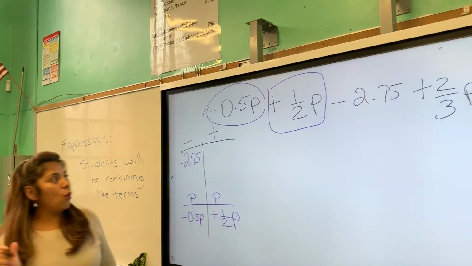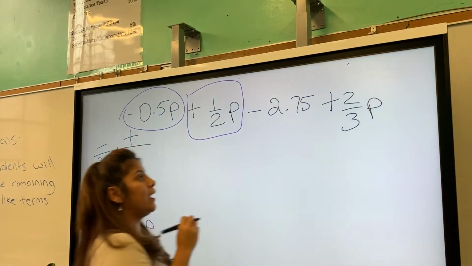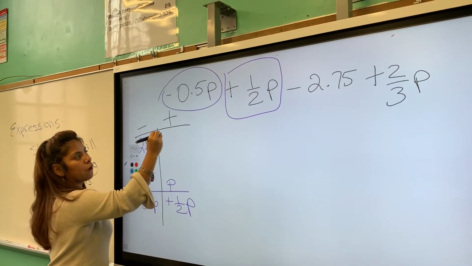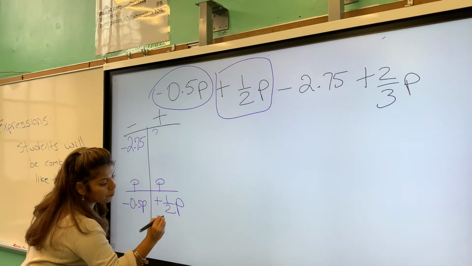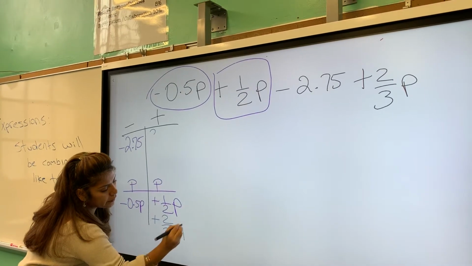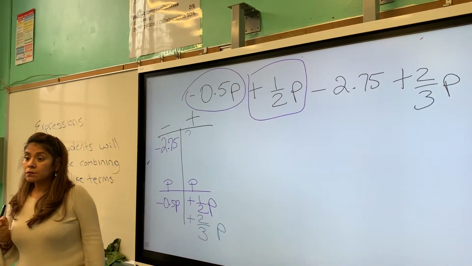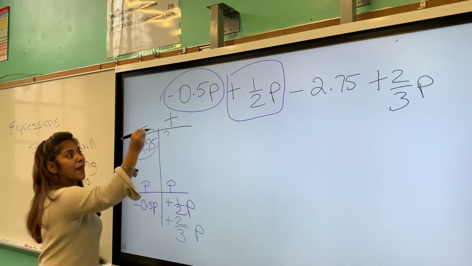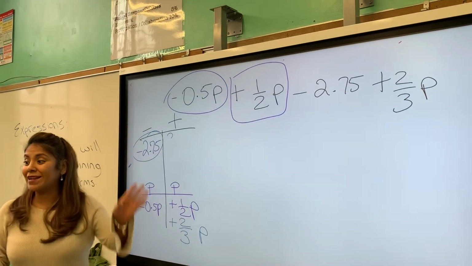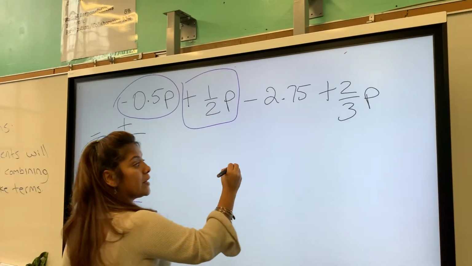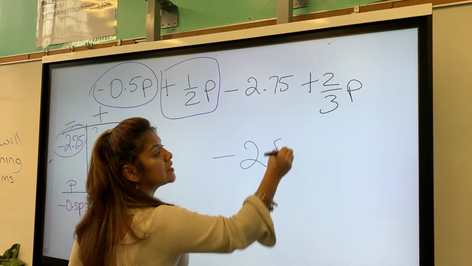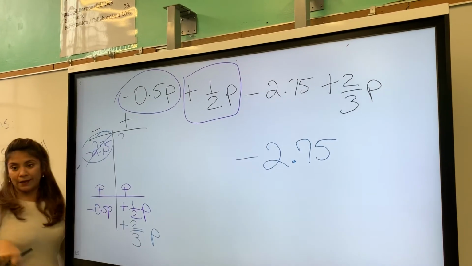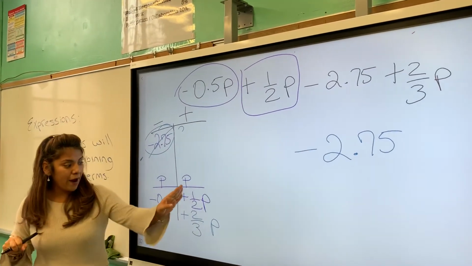I'm going to continue with my 2/3 P, which is going to go on my positive, right here. I'm sorry, 2/3 P, right here. P. Okay? From what I see, I only have one decimal that is on my negative, and there's nothing on this side, so I'm going to rewrite it exactly the same way there, which is going to be negative 2.75. This is done, completed.